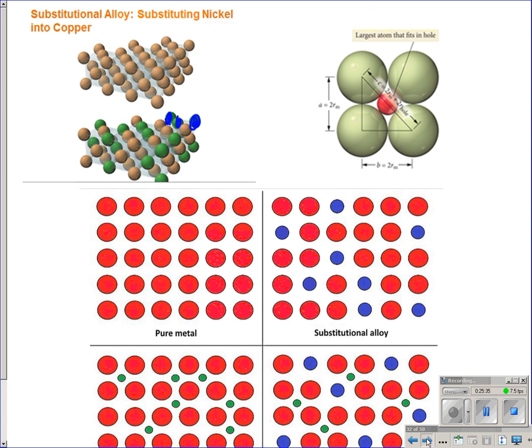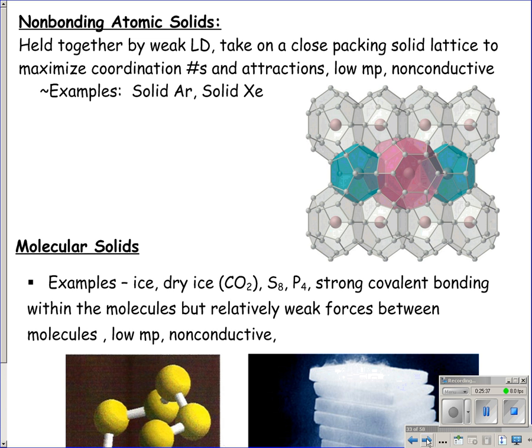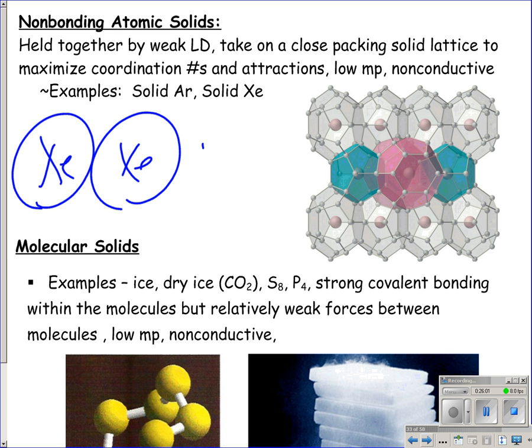Okay, there's a couple more solids we gotta go through. Non-bonding atomic solids are things that are able to form a solid, but basically because they have attractions for other atoms of their own kind. They're just atoms, they're not bonding. So they're probably gonna be undergoing some sort of London dispersion force. Things like xenon.